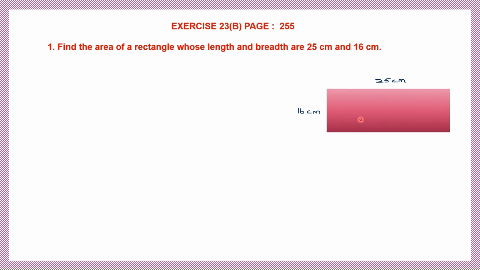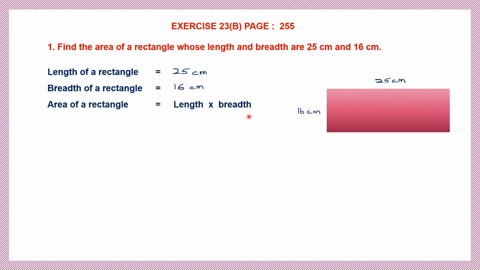Okay, so first let's write what is given to us. So length of a rectangle is given to us and that is 25 centimeters. And we are also given the breadth. So the breadth of the rectangle is 16 centimeters. So we have this. Now we have to find the area. And to find the area of a rectangle, we have to use the formula length into breadth. So you multiply these two and you find the area of this rectangle. So the formula is length into breadth.